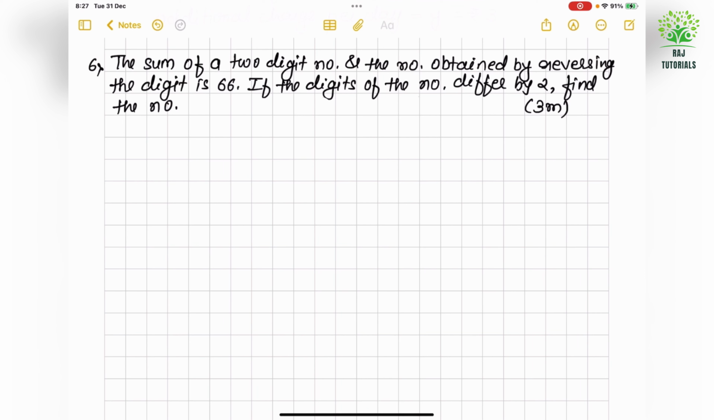Now the next question says the sum of a two-digit number and the number obtained by reversing the digits is 66. If the digits of the number differ by 2, find the number.